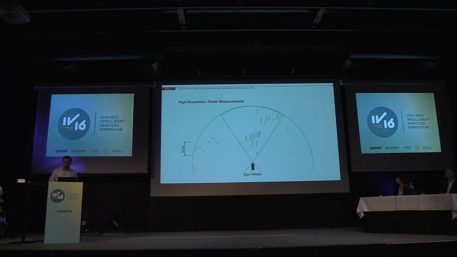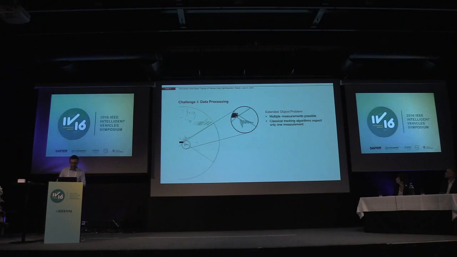Now, if we want to work with this data, we face three challenges. So the first challenge is data processing. We're dealing with a so-called extended object problem because we're having multiple measurements per object. You can see this in the example right there, where we can see a vehicle which is being passed by us on the right. Now, we get around 10 to 15 measurements here, and we can clearly see the shape, or we'll get an estimate of how the size of this object is, which is a very good thing because it's more information for us.